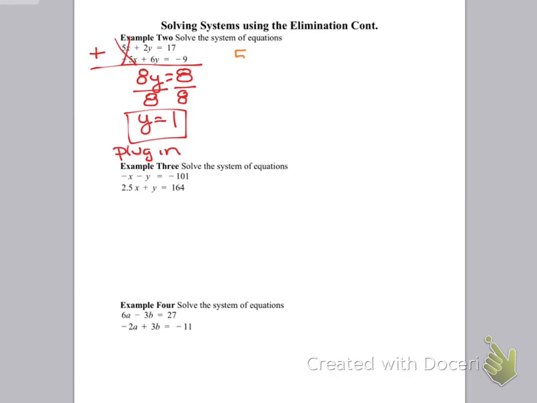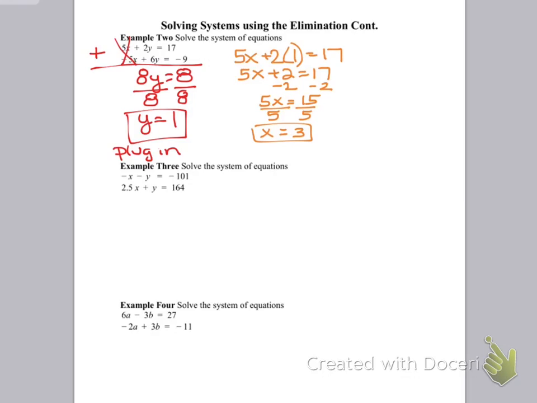So my first one, I've got 5x plus 2y, but remember I'm plugging in 1 for y, equals 17. Now I need to solve, so I've got 5x plus 2 equals 17. Subtract 2 on both sides. 5x equals 15. Divide by 5. X equals 3. Okay, and that's just two-step equations, and we've done those before. Remember, our last step is to write our answer as a coordinate. We got x, y. So in this problem, our answer would be 3, 1.